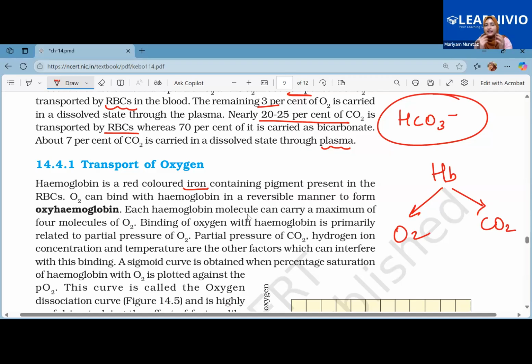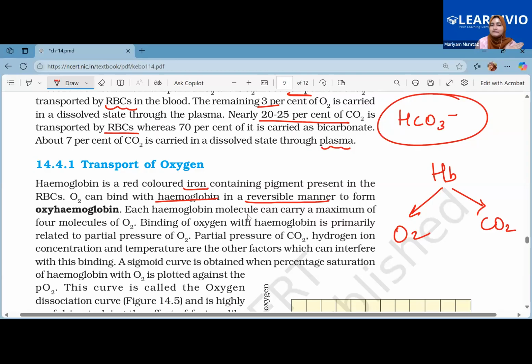See, if there is a vessel which has a mixture of different gases, O2, CO2, carbon monoxide, different gases are there. Now the pressure exerted by each of the single gases, like pressure exerted by oxygen, carbon dioxide, carbon monoxide, that will be called the partial pressure. So what is partial pressure? It is the pressure exerted by individual gases in the mixture of gases. Got it? Yes, ma'am. So now this oxygen can bind with the hemoglobin in a reversible manner.